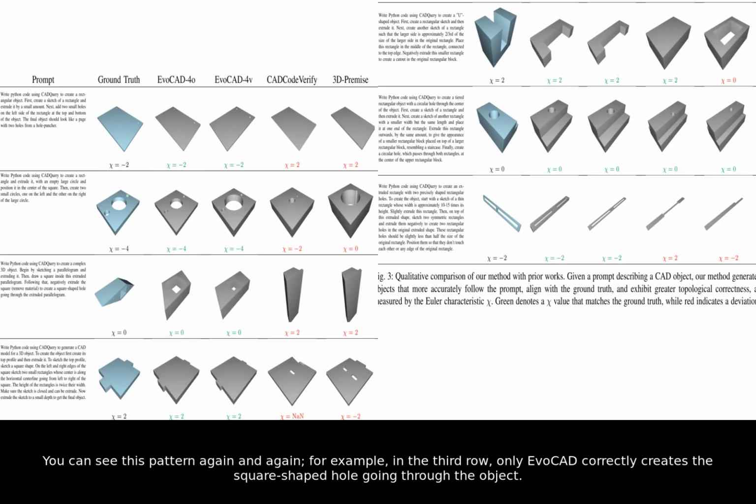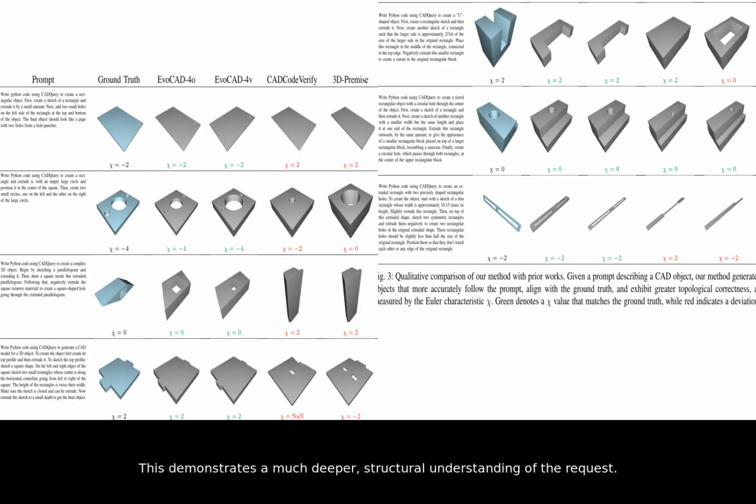You can see this pattern again and again. For example, in the third row, only EvoCAD correctly creates the square-shaped hole going through the object. This demonstrates a much deeper, structural understanding of the request.